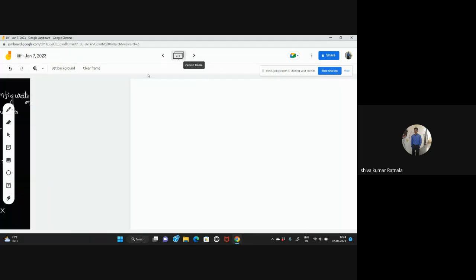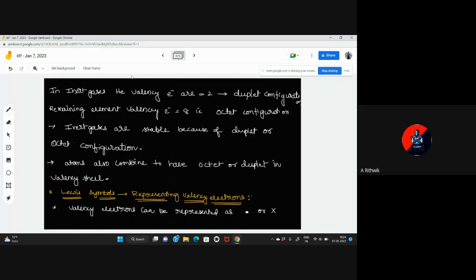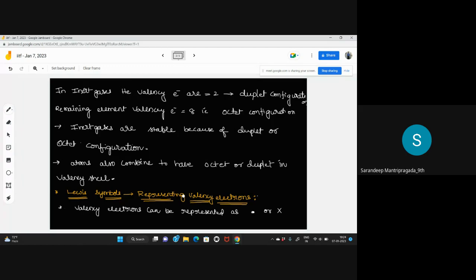For example, in the case of lithium, how many valence electrons are there? One. Let's complete this, then we can go back. How many electrons are there in lithium? One electron, so you will write one.